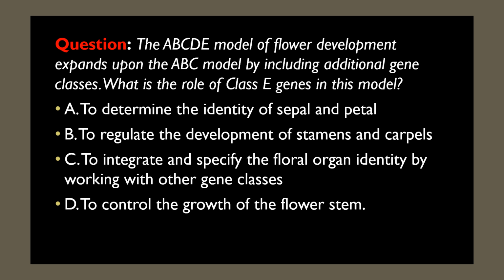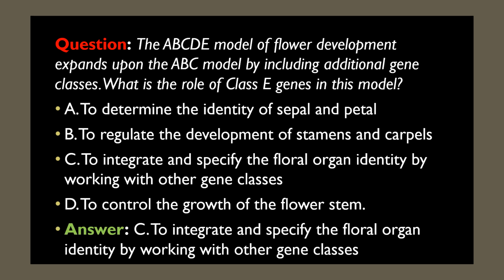So the correct answer is option C, to integrate and specify the floral organ identity by working with the other gene classes. So in the ABCD model of flower development, class E genes play a crucial role in integrating and specifying floral organ identity by working with the class A, B, C and D genes. They help in the overall organization and proper positioning of the different floral organs.